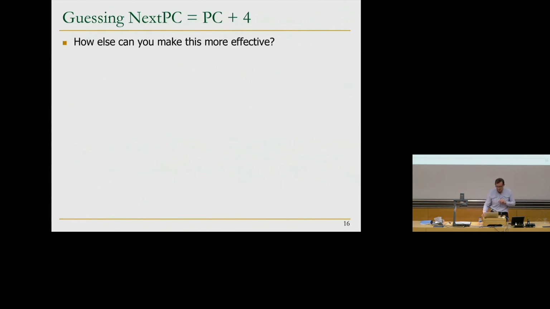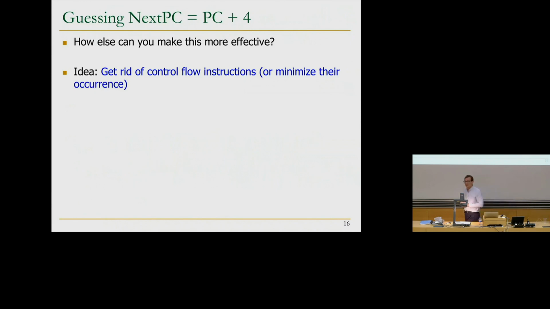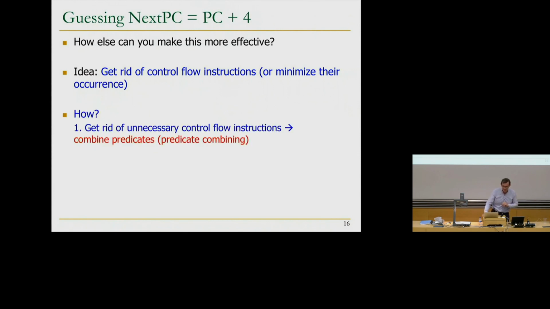How else can you make this more effective? If you're guessing the next PC is program counter + 4, you get rid of control flow instructions, or minimize their occurrence somehow. There are two ways of doing it. One is to use fewer branches in the code. This is called predicate combining. Basically, if you have a lot of branches in your code, maybe you can combine them into a single branch.